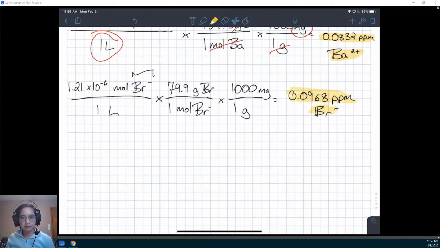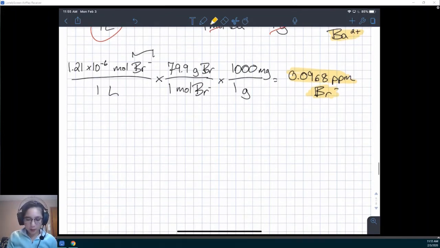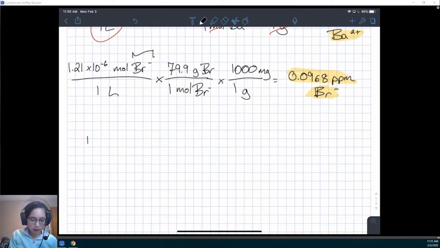Great. So I'll show you a little check here now. Since the only thing in solution is barium bromide, if you add up the weight of barium and the weight of bromide, it should be equal to the amount of stuff you added to the original solution. Because in the original solution everything was put into exactly 1 liter, let's remember what a ppm is. 1 ppm is equal to 1 milligram in 1 liter.